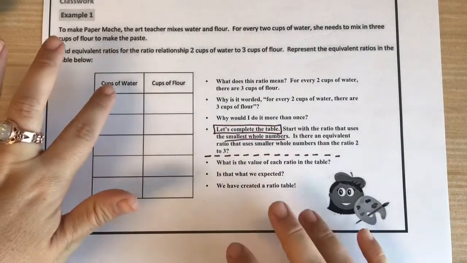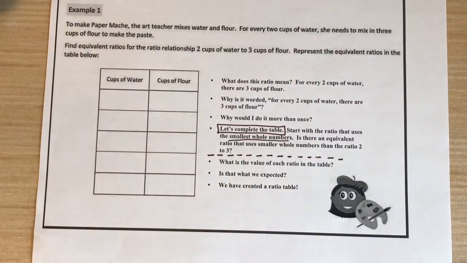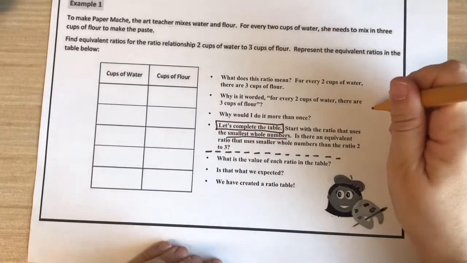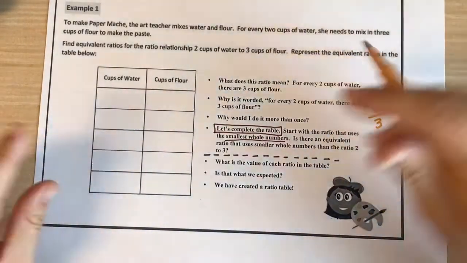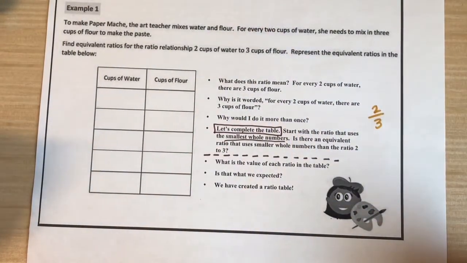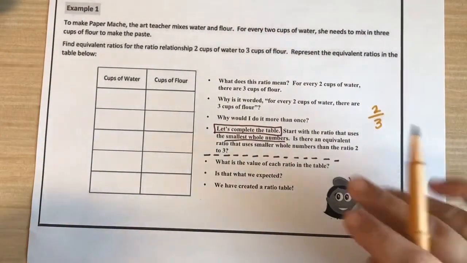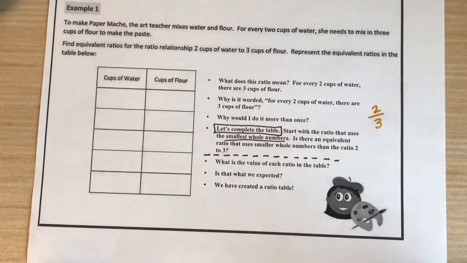So we're talking about cups of water to cups of flour, and we are always going to start with the ratio that uses the smallest whole numbers. So can I reduce 2 to 3? Is there an equivalent ratio that uses small whole numbers? Well, if I think about it as a value, 2/3, that can't be reduced at all. So that's the smallest unit of whole numbers that I could start with. I mean, technically I could get a fraction or a decimal to reduce it down, but we're not thinking about that yet in 6th grade. So let's go ahead and start.